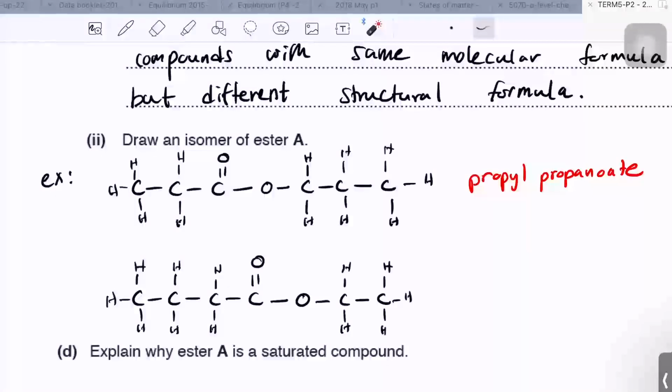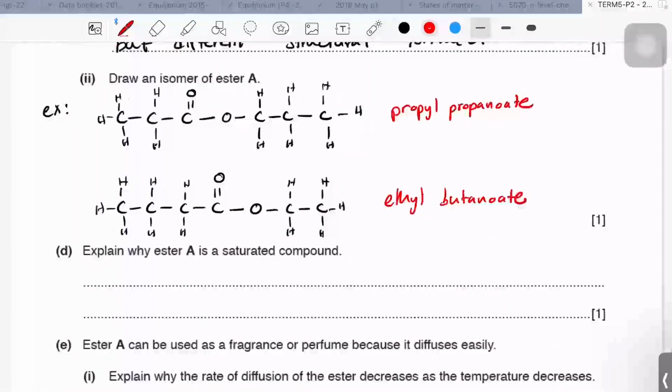Right, what's the name of this one that I've drawn? Ethyl... Ethyl what? Ethyl butanoate. Right, like that. Now the thing is, even if you have drawn another structure, what you need to check is whether you have 6 carbon atoms. Let's say you have drawn a different structure, not the structures given. Check whether you have 6 carbons in the structure.